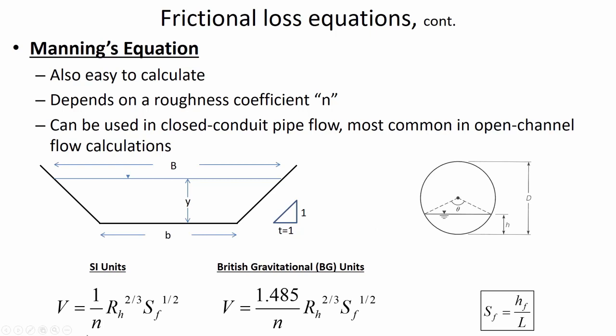But here is Manning's equation expressed in terms of velocity. It's also common to have it expressed in terms of flow rate, and then all you have to do is multiply the right-hand side by the cross-sectional area. In SI units, you don't have to multiply it by this 1.485 in the same way that you do for the BG units. Now, S sub F means the same thing that it did before. It's the slope of the energy grade line, and so that's the head loss divided by the length of the pipe section.